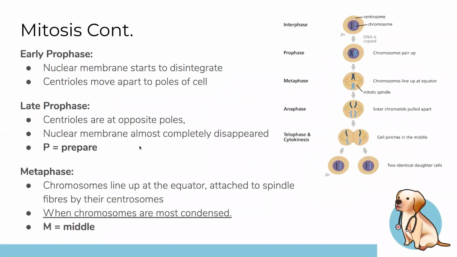So, start off with early prophase. This is after interphase, which is G1, G2, and S, and then we go into prophase. They like to split prophase up into early and late prophase because the nuclear membrane doesn't completely break down at once. I think the chromosomes don't actually duplicate until late prophase, I forgot to put that in.